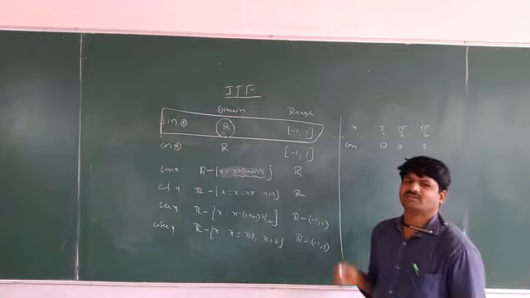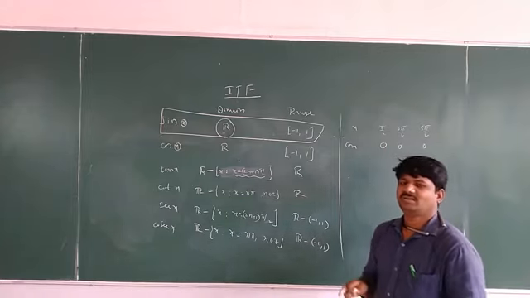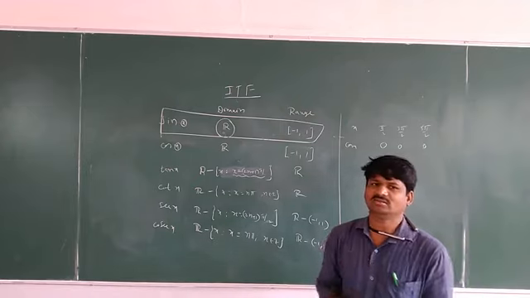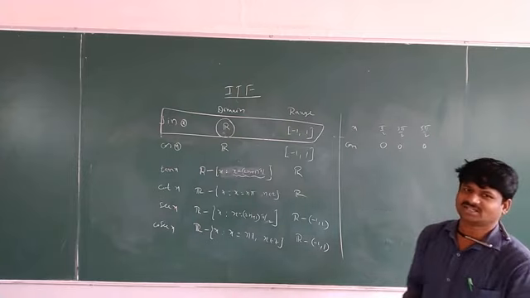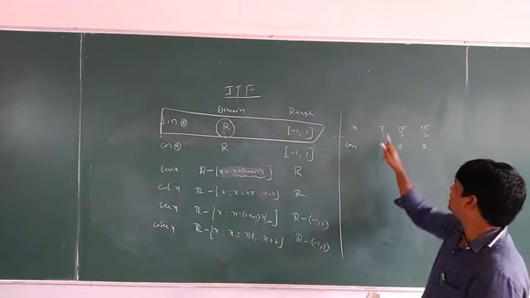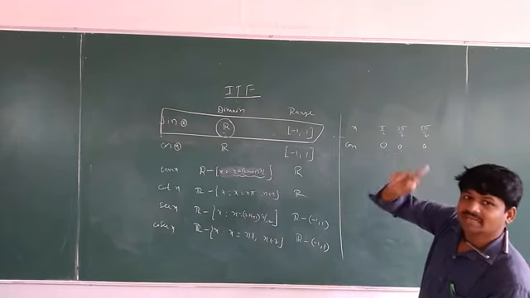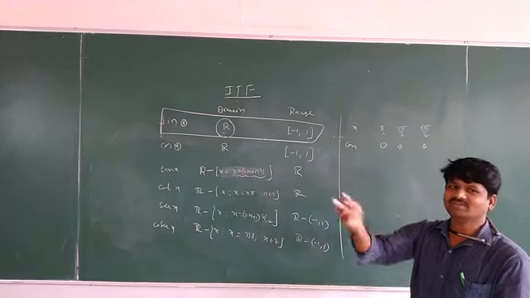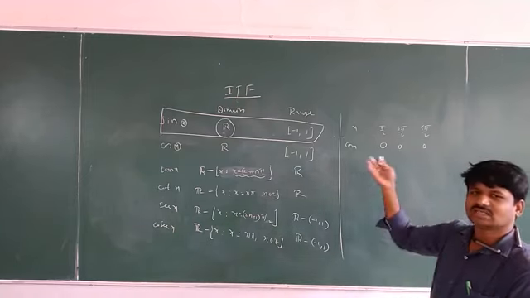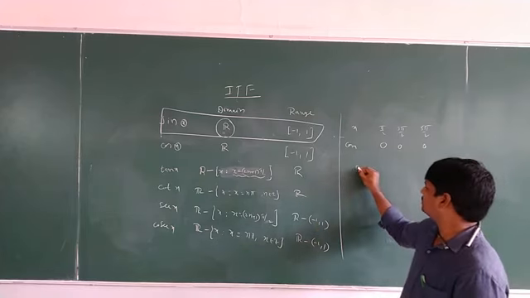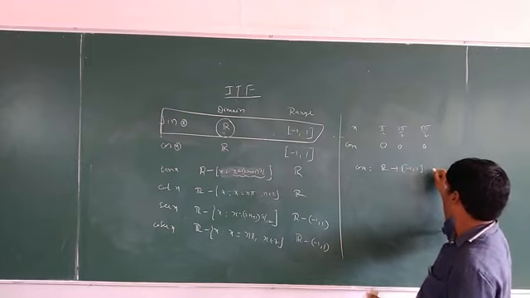Actually, what is the definition of one-to-one? Different elements having different images. Then that is one-to-one. But here, different elements have the same image, so it is not one-to-one. It is a many-one function. That means many elements have one image. That is called a many-one function. That is the difference here. So cos x also is not a bijective function from R to closed minus 1, 1.